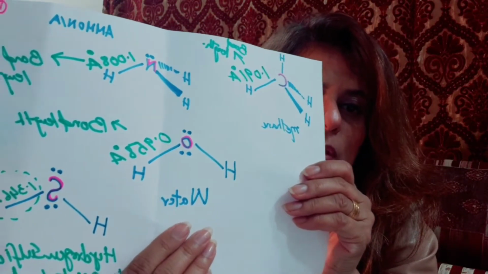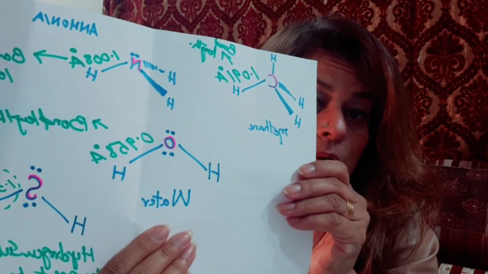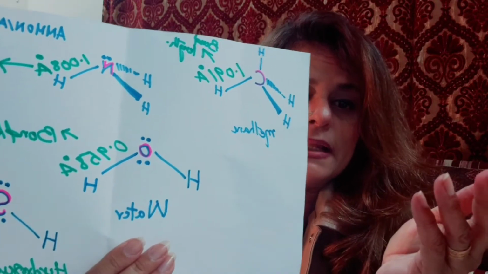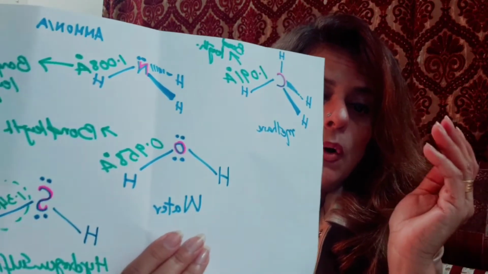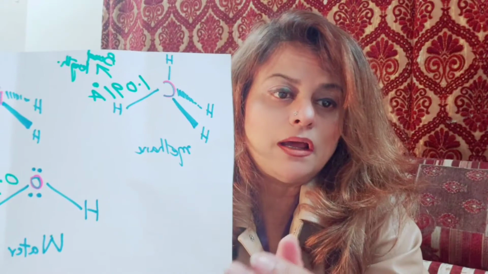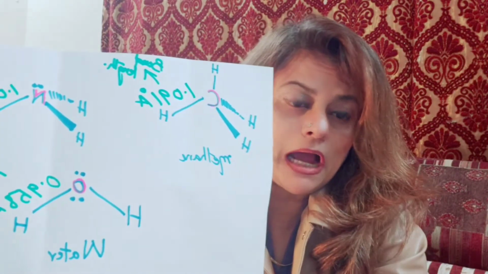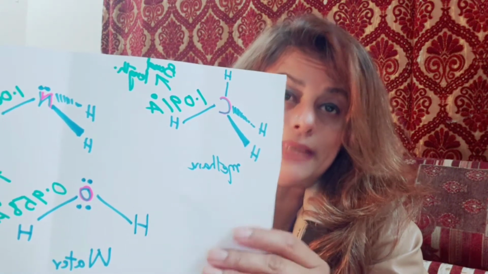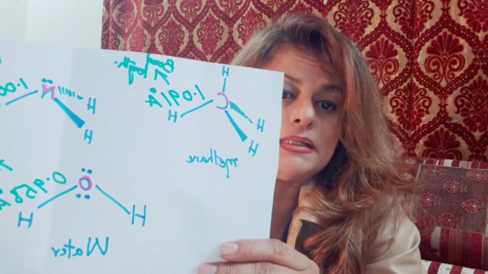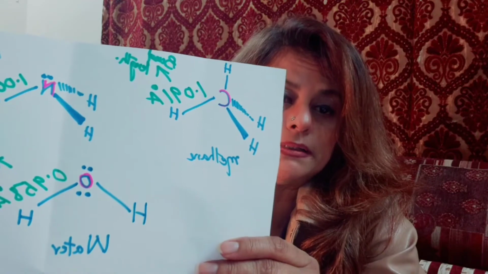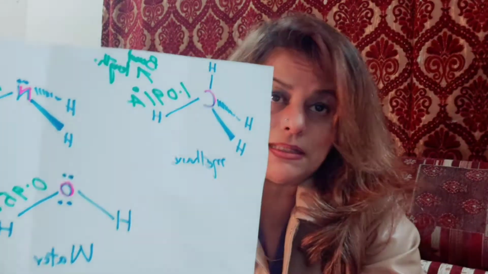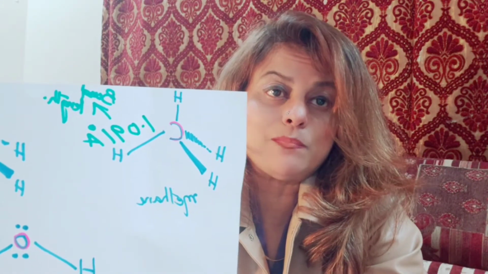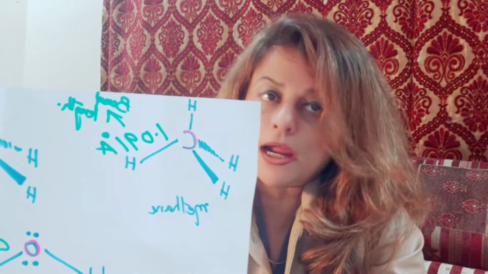Why is it so? You can simply say that oxygen and nitrogen are found in the second period, whereas sulfur is in the third. It is the same case with the carbon fluorine bond, where the carbon fluorine bond is longer than the carbon hydrogen bond.